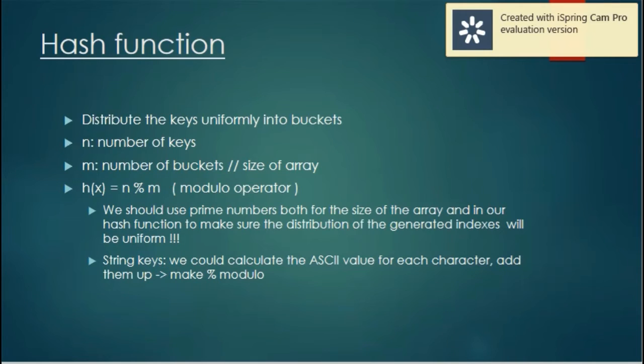It distributes the keys uniformly into buckets. So we have n number of keys and m buckets, which is the size of the array. A hash function relies heavily on the modulo operator. The h(x) is equal to n modulo m.